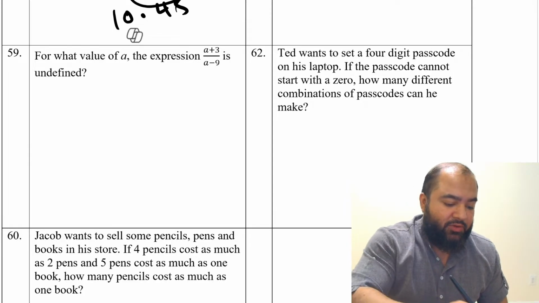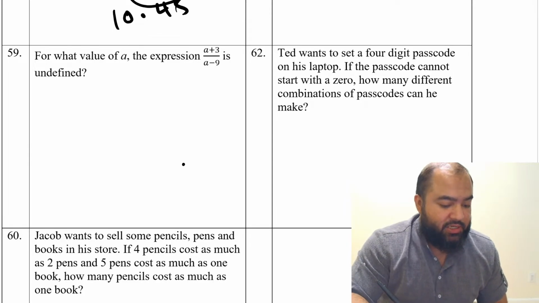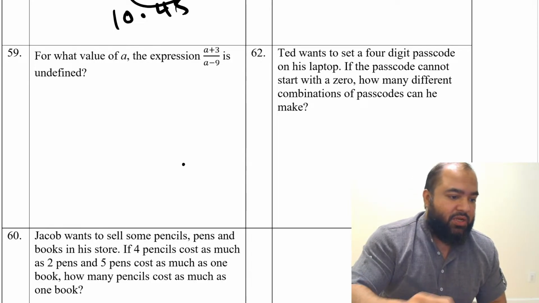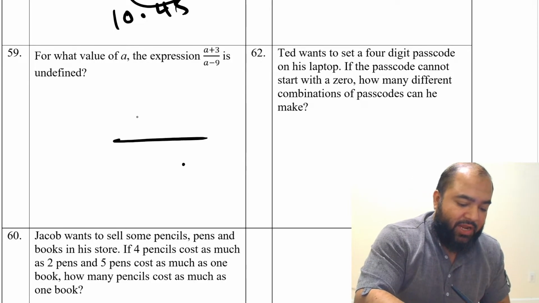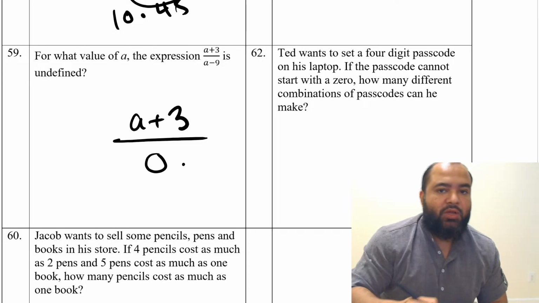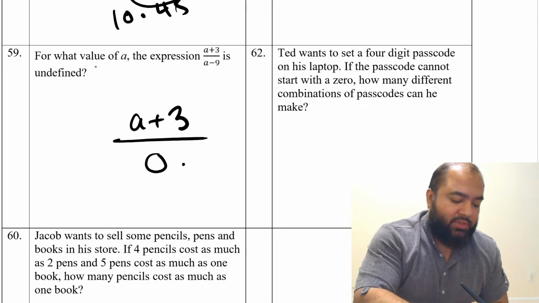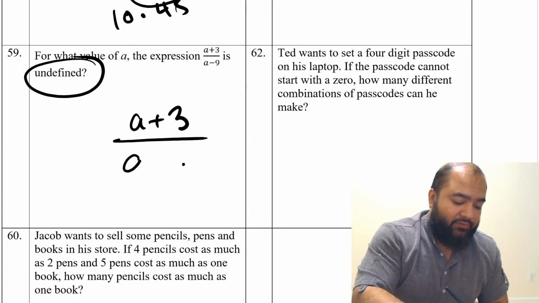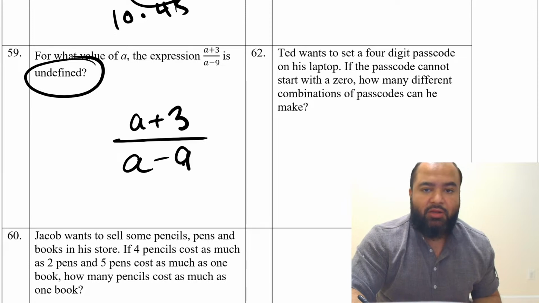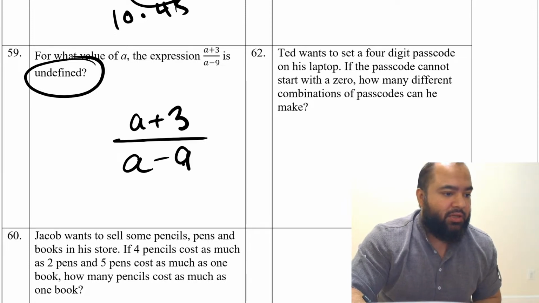So for what value of a is the expression a plus 3 over a minus 9 undefined? Now undefined means when you have a fraction, the denominator is 0. It is not allowed. That means undefined. So what value of a makes it undefined? Who can tell me what will be the answer? You can put the answer on the chat. I'm watching it.